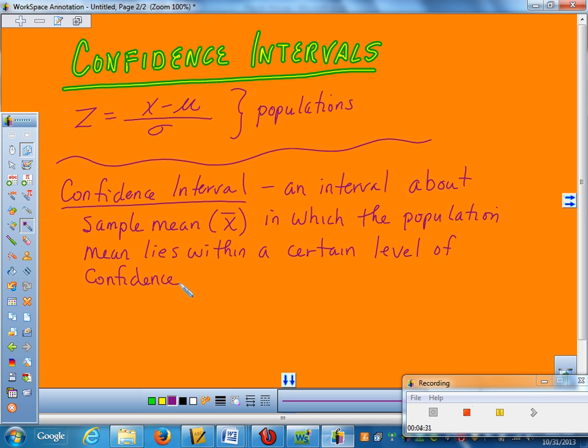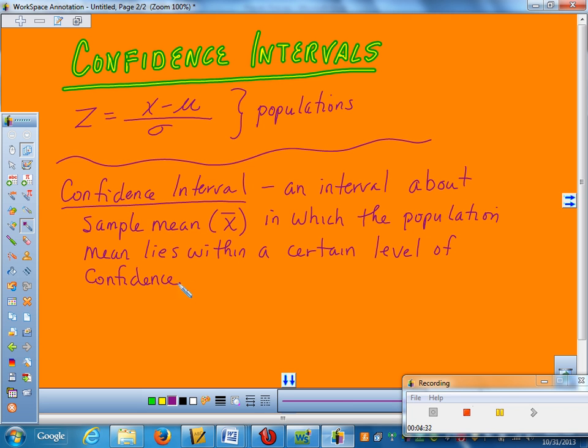Okay, how we're going to express that confidence, they're going to say they want to be 95% confident that the real mean is in this range, or we want to be 80% confident. 35% confident would be so non-confident it wouldn't be valid to use it. 80% is about as low as we go.